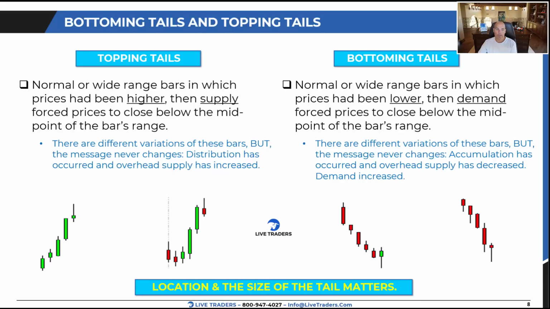Okay? So this is how you have to look at it. And just to be clear, to be a proper bottoming tail, you want at least 50% of the size of the bar. Okay? At least 50% of the size of the bar. More is better. All right?